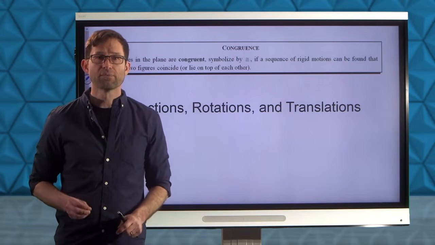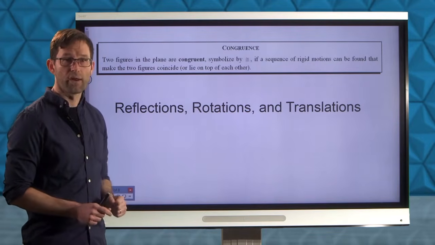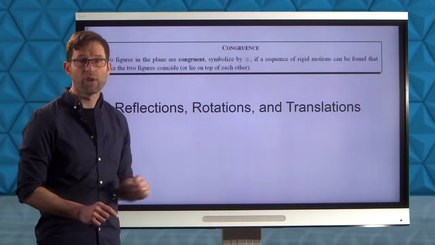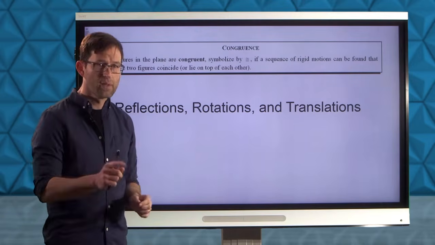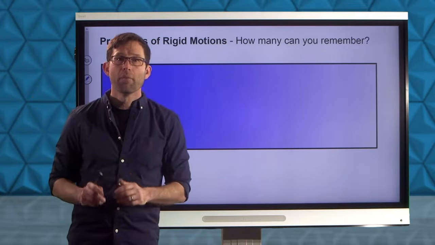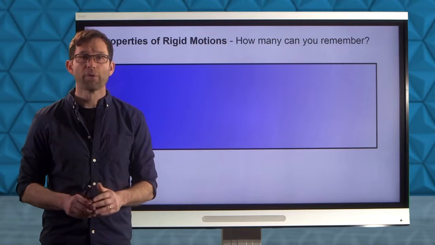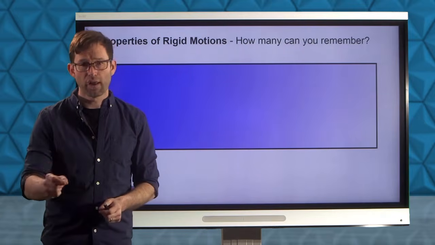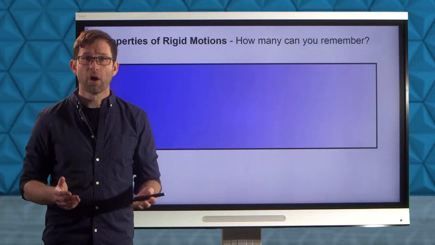We have three types of rigid motions that we're concerned with: reflections, rotations, and translations. That's it. And for much of what we do, reflections and rotations will get the job done, but we'll also want some translations in there as well. Let's move on and talk a little bit more about rigid body motions, because you need to know the properties of rigid body motions, both the properties for all types of rigid body motions and ones that are specific to rotations or to reflections or to translations. So let's talk about those.